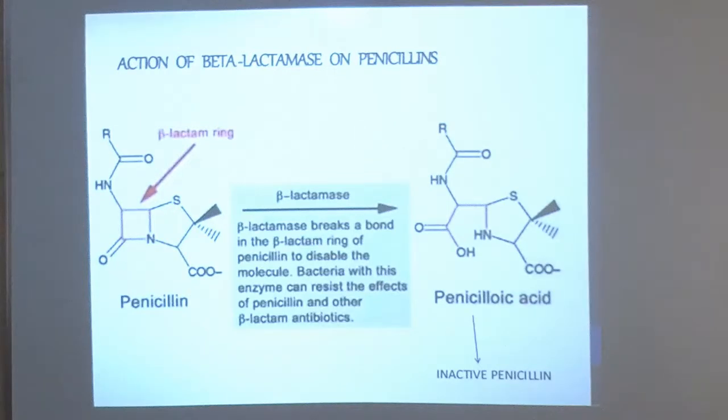So, breaking the ring makes it inactivated. It becomes an inactivated penicillin which will not get attached to the bacterium and will not do its effect on the bacteria.